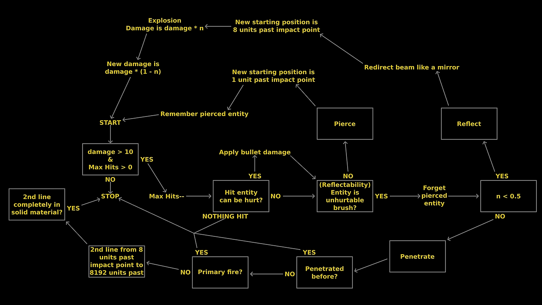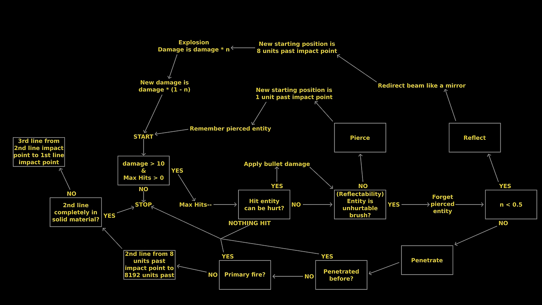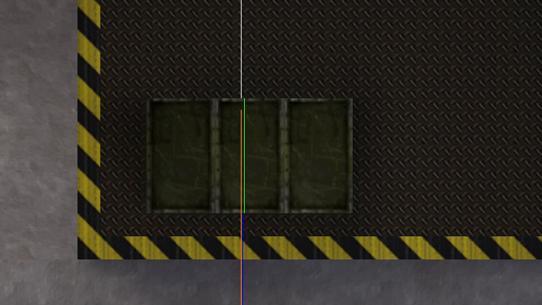The place the second line stops at is not of interest. All that matters is that it eventually found empty space. If it does find empty space, a third line is traced from where the second line stopped to the beam's point of impact. The distance between where the third line stops and the beam's point of impact represents the thickness in units that the beam needs to penetrate, which we'll call M.